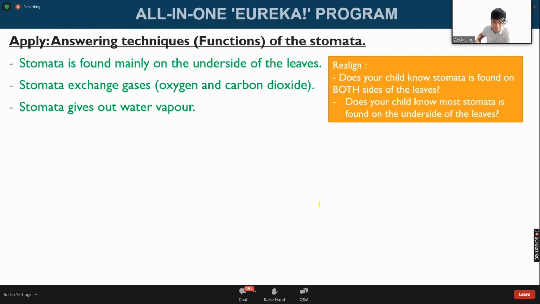If you have experience, this is a golden opportunity to check on your child's understanding. Do you know that both sides of the leaves have stomata? And which side of the leaf has more stomata? This is something that your child may overlook. Which side of the leaf has more stomata? Actually, the underside. Exactly, very good. So there's a good chance to realign your child's misconception. So you can see the RA we have been using.